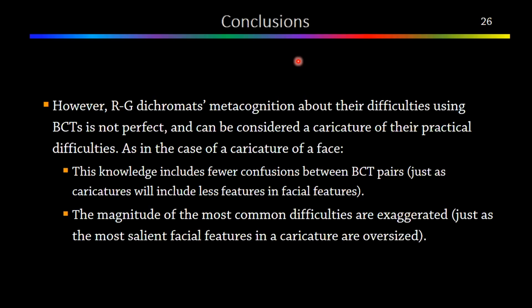We can compare the performance of the red-green dichromats and their metacognition, which of course is not perfect, with a caricature that we can see in a painting. Their knowledge about their confusion includes fewer confusions between VCT pairs. Just as in a caricature, we will include fewer features in a face, but the magnitude of these difficulties is exaggerated by these observers in their metacognition. As in a caricature, we will see these fewer facial features very exaggerated and oversized.